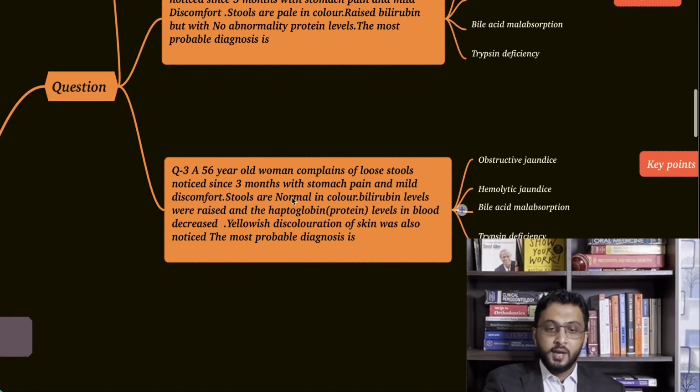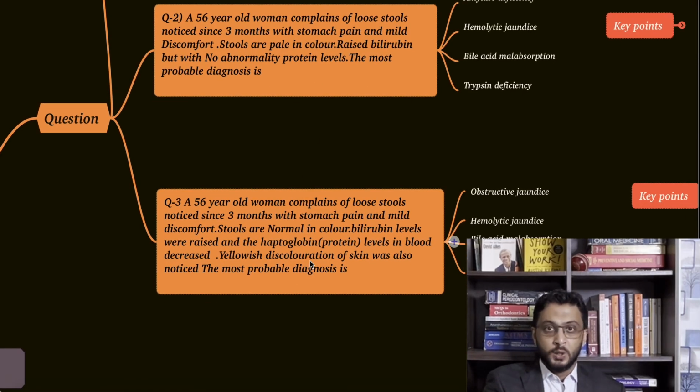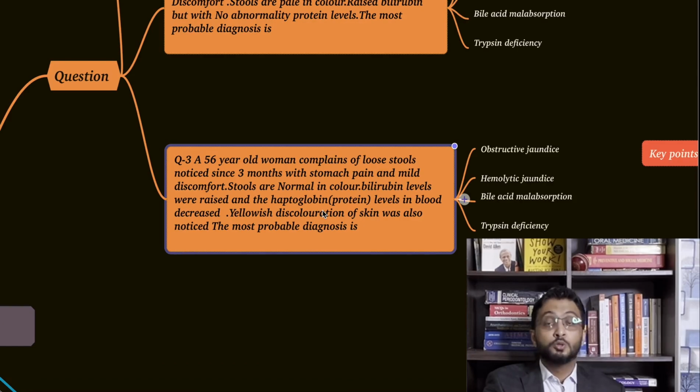Question number 2. Here, a 56-year-old woman complains of loose stools, noticed since 3 months, and stomach pain, everything the same, and mild discomfort. There is no bloating again. Stools are normal in color now. The stool color was pale before, it is normal here now. Bilirubin levels were raised here also, so that's another difference. In question number 2 the protein level was normal, but here the haptoglobin levels in the blood decreased. Yellowish discoloration of the skin was also noticed. The most probable diagnosis?